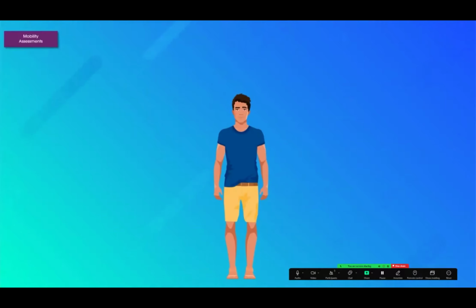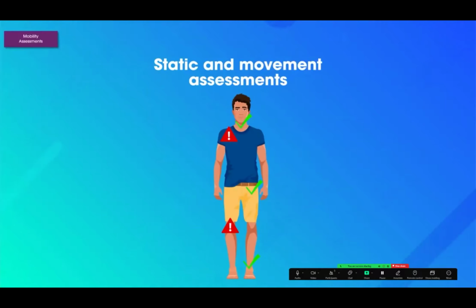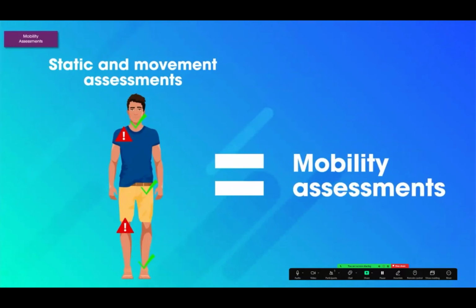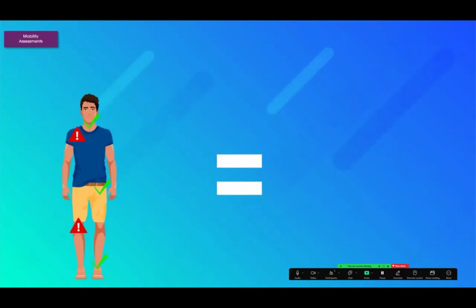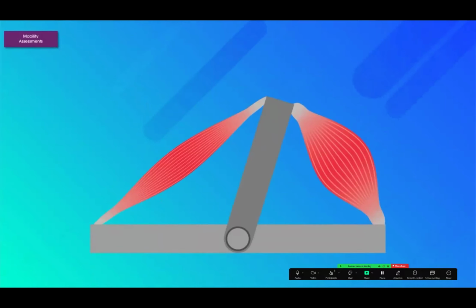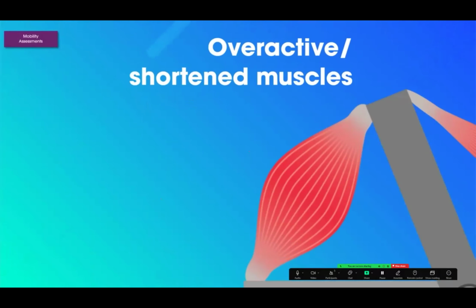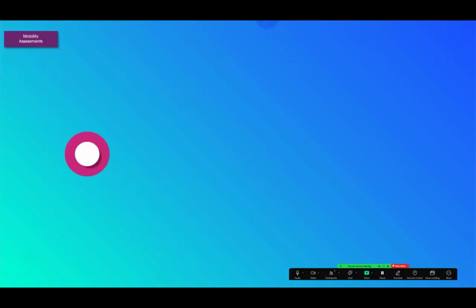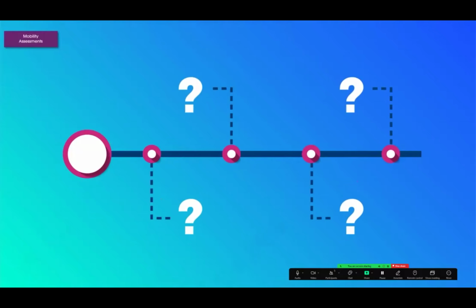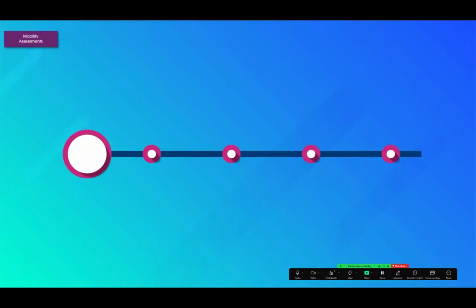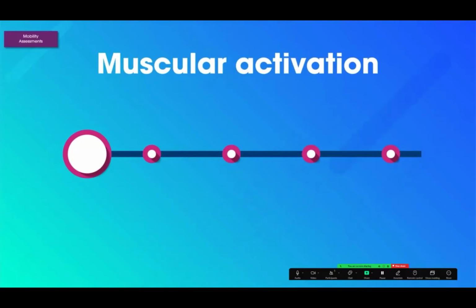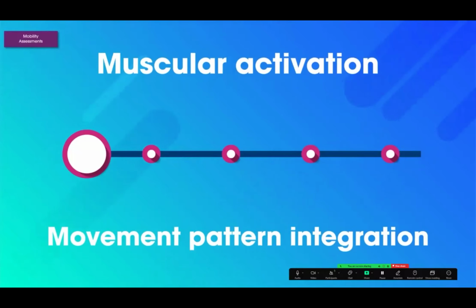If movement impairments identified in previous assessment stages are related to limited range of motion or mobility restriction during your mobility assessments, then flexibility should be addressed for the relevant overactive shortened muscles. Once you have made your discoveries in this part of the process, you can streamline your client's program design, focusing on muscular activation and movement pattern integration.